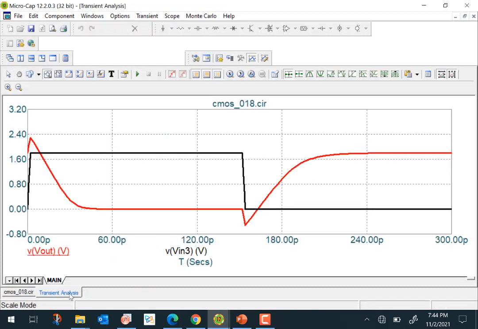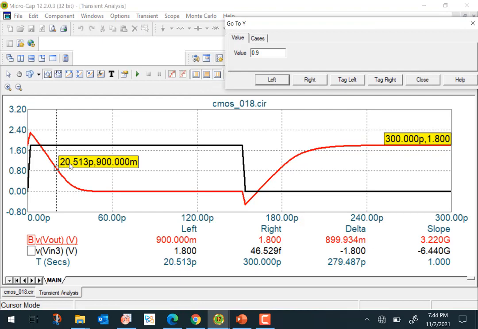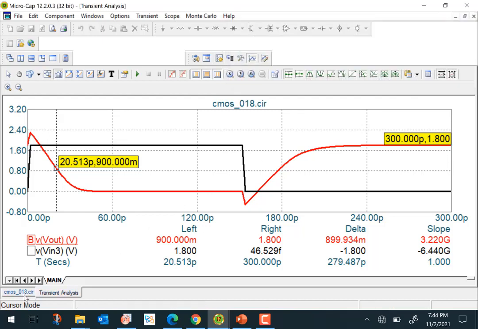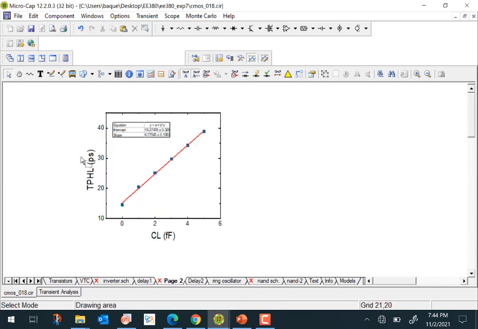We can see that earlier the delay was around 14, and now it's become 20.51. So the delay has increased. You can thereby measure the delay of this CMOS inverter as a function of the load capacitor. If you were to plot this delay, you would get something like this. This is tau PHL, the high to low delay, and it would increase linearly with load capacitor like this.